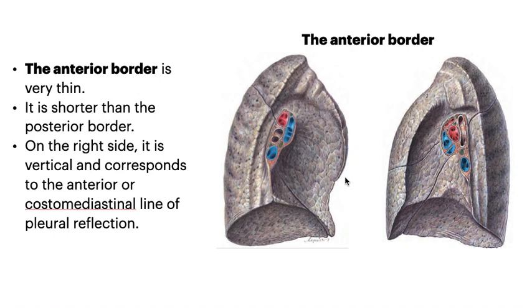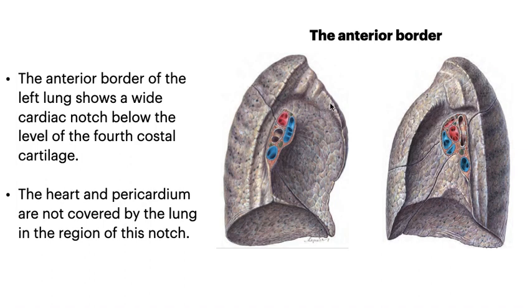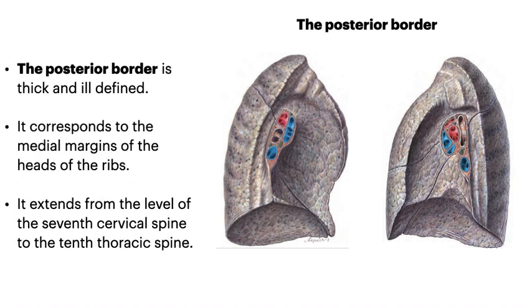The anterior border is very thin and shorter than the posterior border. On the right side, it is vertical and corresponds to the anterior or the costomediastinal line of the pleural reflection. The anterior border of the left lung shows a wide cardiac notch below the level of the fourth costal cartilage. The heart and the pericardium are not covered by the lung in this region of the notch.